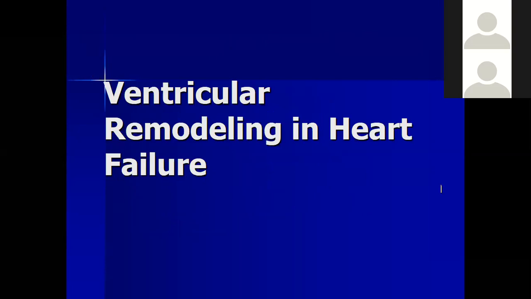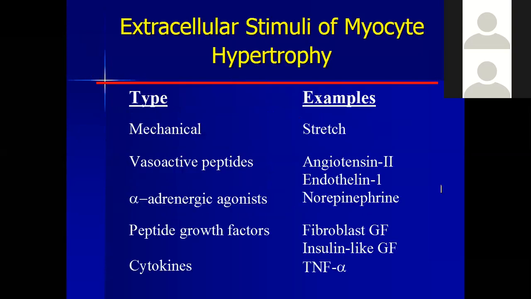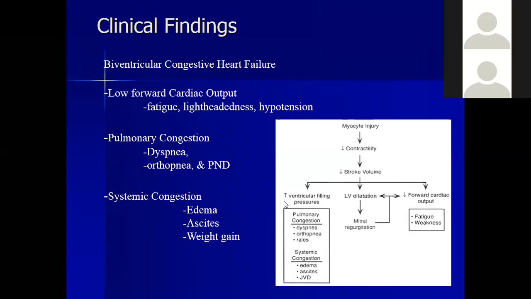So what are the types of extracellular stimuli for myocyte hypertrophy? It could be mechanical, as I told you. If you stretch the fiber more and more by increasing preload, it's a mechanical stretch. You can have vasoactive peptides, endothelin, norepinephrine, and you can have peptide growth factors and different cytokines. So these are all the pathophysiological mechanisms for heart failure.